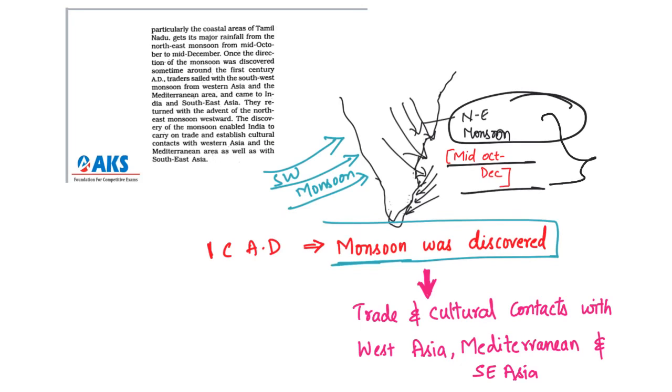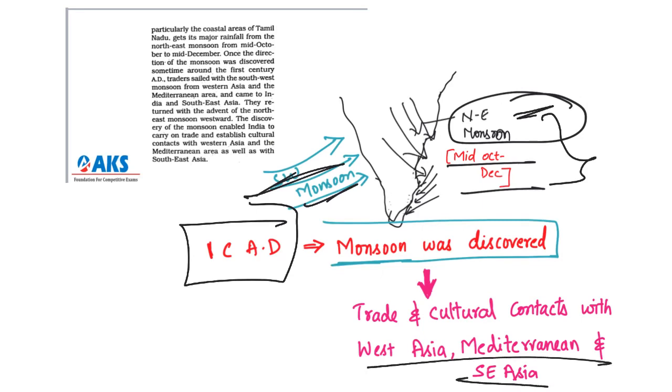So once the direction of both the southwestern monsoon as well as the northeastern monsoon was discovered in and around the 1st century AD, the traders sailed with the southwest monsoon from West Asia, the Mediterranean region as well as Southeast Asia. They returned with the advent of the northeastern monsoon westwards, right. So the discovery of the monsoon enabled India to carry on trade and establish cultural contacts with not only West Asia and the Mediterranean areas but also Southeast Asia.